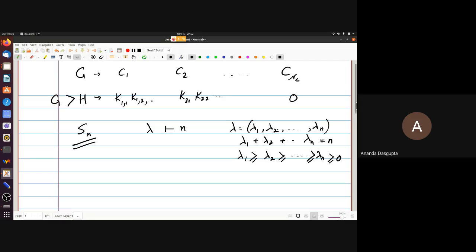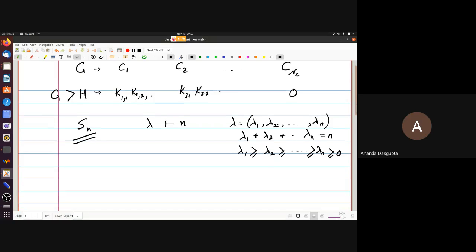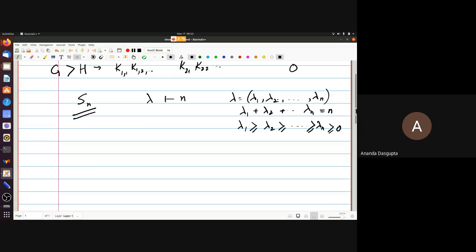Each partition corresponds to a particular class, and as you will see, each partition also corresponds to a particular irreducible representation. Okay, so I will just quickly indicate one way in which that thing can be exploited, but I'm not going to do the full thing today. I'm just going to give you some hints of how this goes.